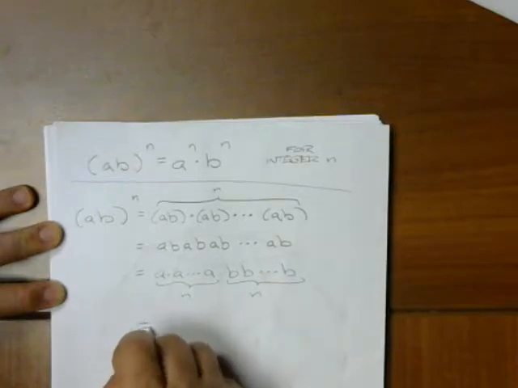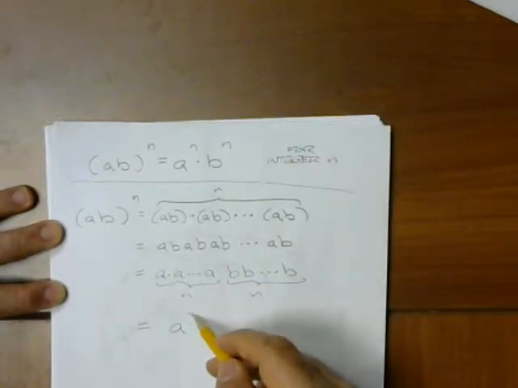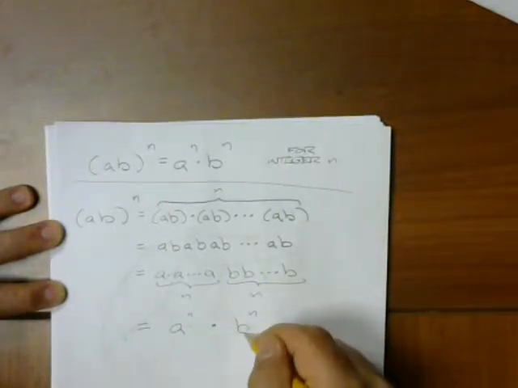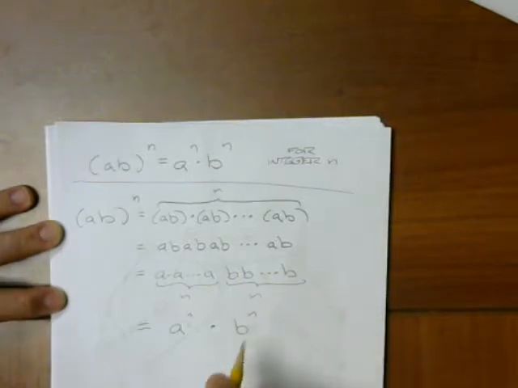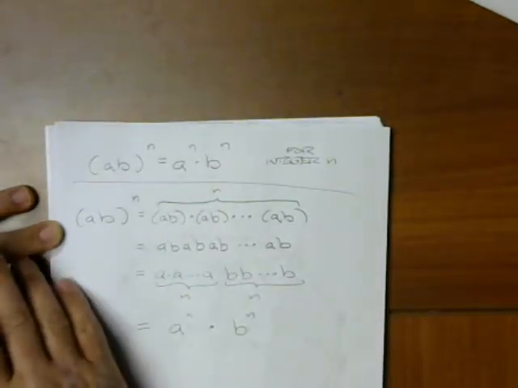So we move all the a's to the left, all the b's to the right. And what do I have? Well, I have a to the n, by the very definition of exponent, and I have b to the n by the very definition of exponent. And lo and behold, we just proved our rule.